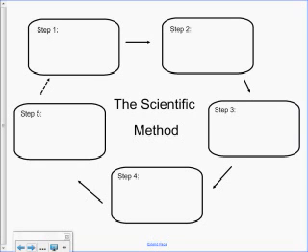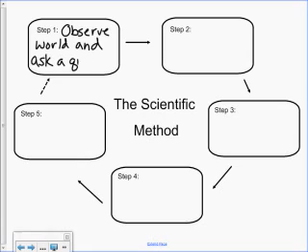For me, step number 1 is I'm going to observe the world and I'm going to ask a question about it. So fall is going to be coming pretty soon, so I might notice that the trees are changing colors, and I will say to myself, hey, I wonder why the trees are changing colors. Okay, so I have observed something, and then I have asked a question about it.